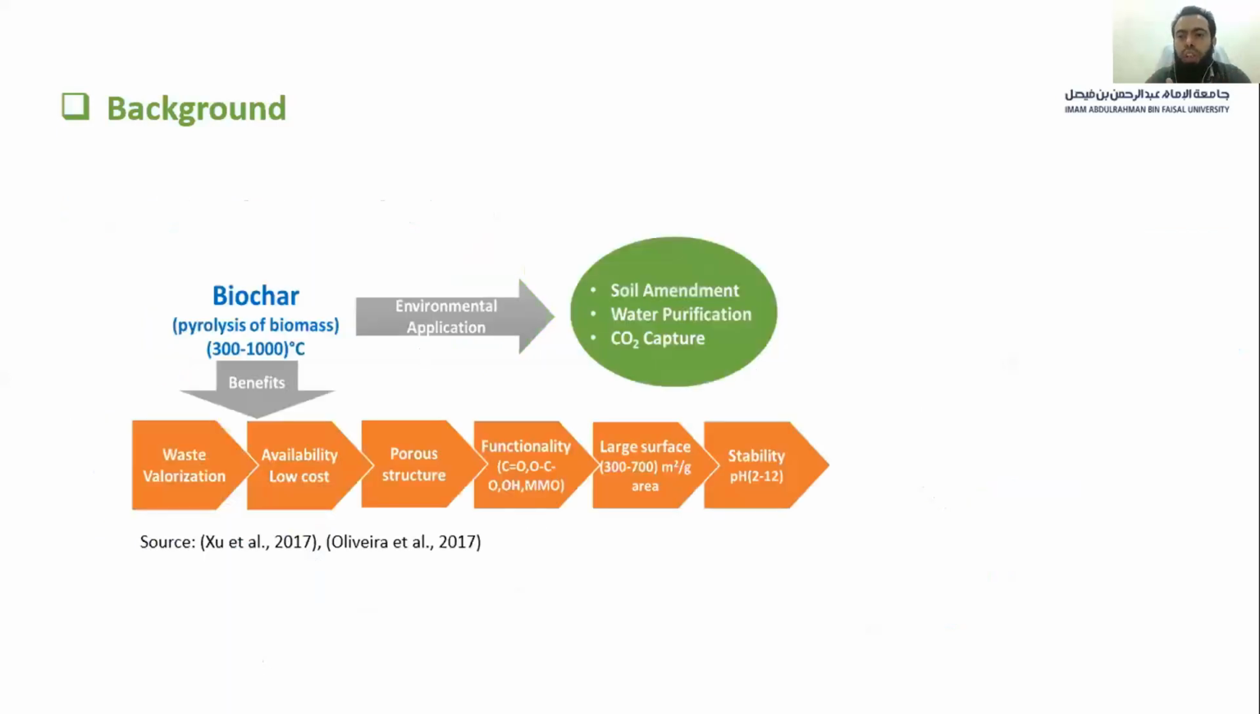Biochar, as you all know, is the product obtained from pyrolyzing different biomasses. It shows promising characteristics for different environmental applications. It is used as a soil conditioner and also for water purification and carbon capture technologies. Biochar is abundantly available and low cost, and when you pyrolyze the biomass, the structure is highly porous, it contains a lot of functional groups, and the surface area is also good. And because it is purely carbon, its stability is comparatively good over wide pH ranges.